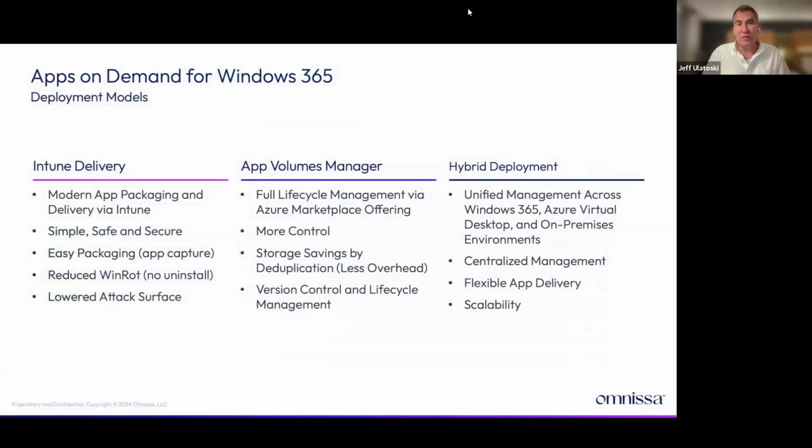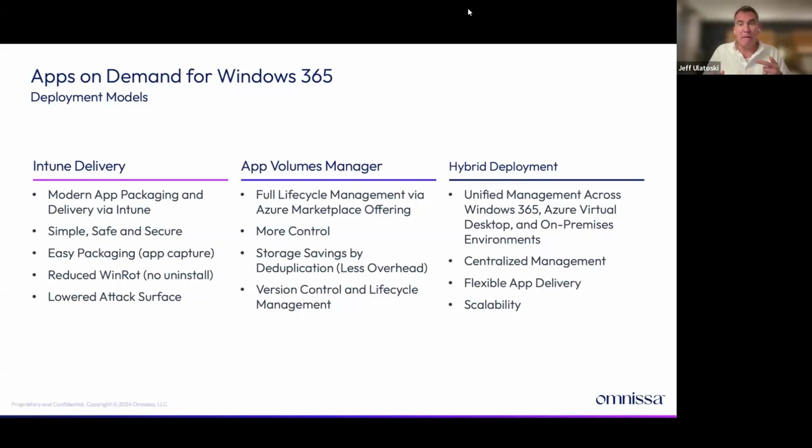There are many options available for Windows 365. I just showed you the Intune delivery option, which allows you to use that very familiar MSI format and still get the benefits of reduced WinRot, not having to worry about uninstalls, easy packaging that I showed you, and that lowered attack surface that I talked about. But also from an App Volumes Manager perspective, if you wanted to bring that into play, you can have that capability that I showed you with the markers. Also, you get to dedupe the applications so they're stored on the file share and not taking up precious space on the Windows 365 user drives for each machine.